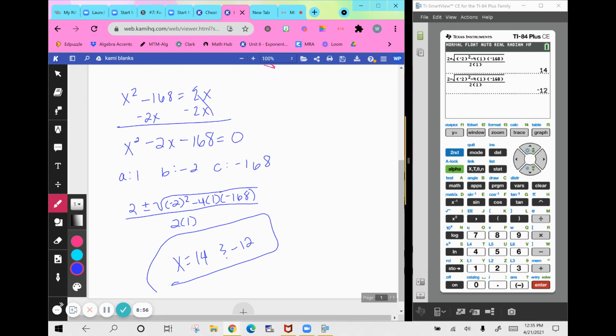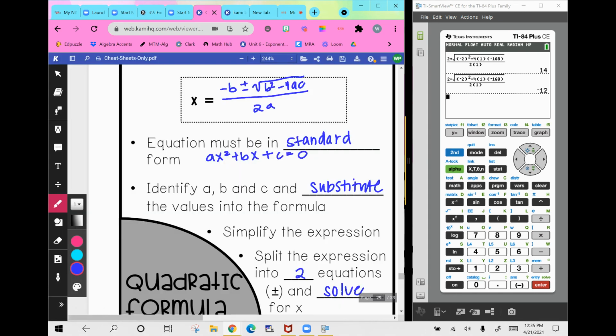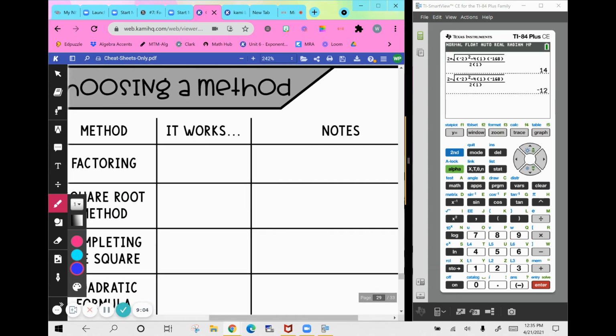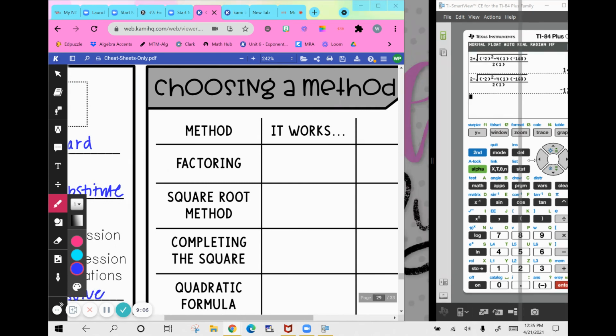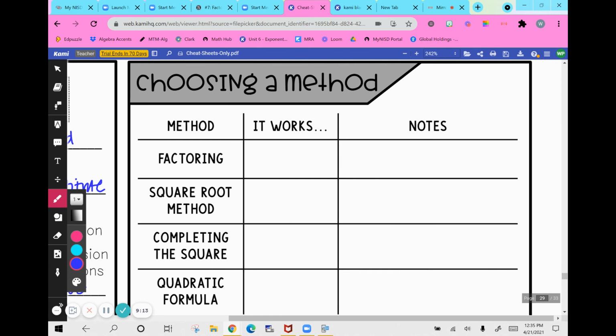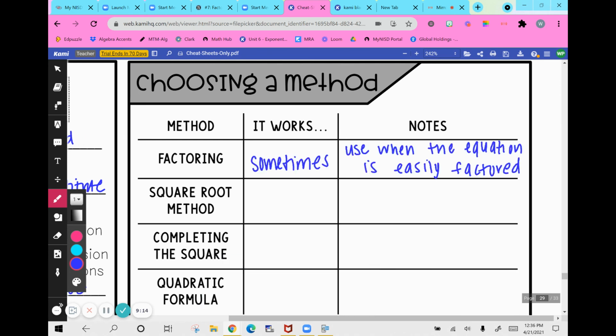Okay, so let's go back to our cheat sheet here and look at choosing a method. Factoring, let's see what it says about that. It says it works sometimes. You want to use that when the equation is easily factored. The square root method, it works sometimes. It's only going to work when those equations are set up and both sides are perfect squares.